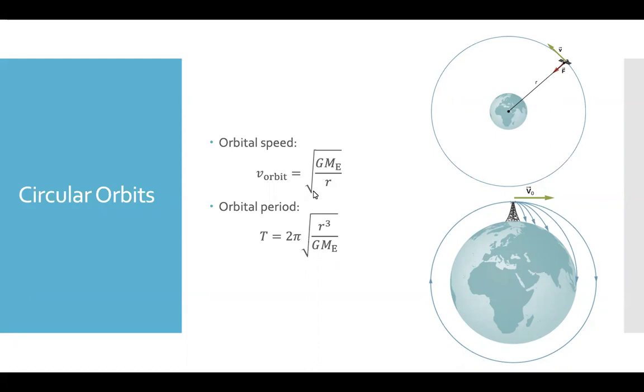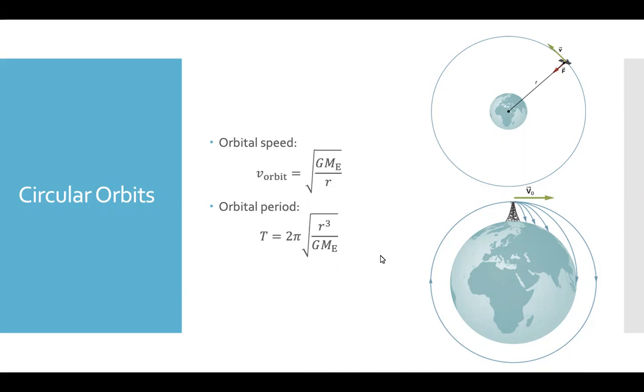So then we have orbital period, and remember that period is going to be the amount of time it takes for an object to do one, in this case, orbit. Okay, so that's going to be our orbital period. So it was found that it equals 2 pi square root of r cubed over G M.